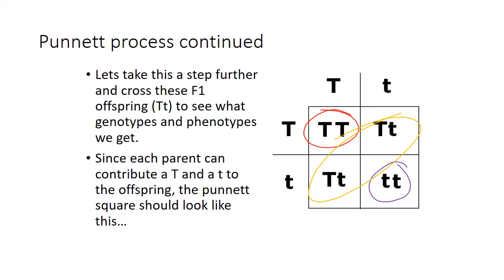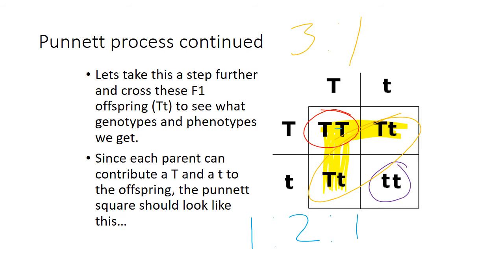Now, from there, when we look at it, we see that we have 3 that are going to show the tall trait, and 1 that's going to show the small trait. So we have a 3-to-1 phenotypic ratio, or a 1-to-2-to-1 genotypic ratio.